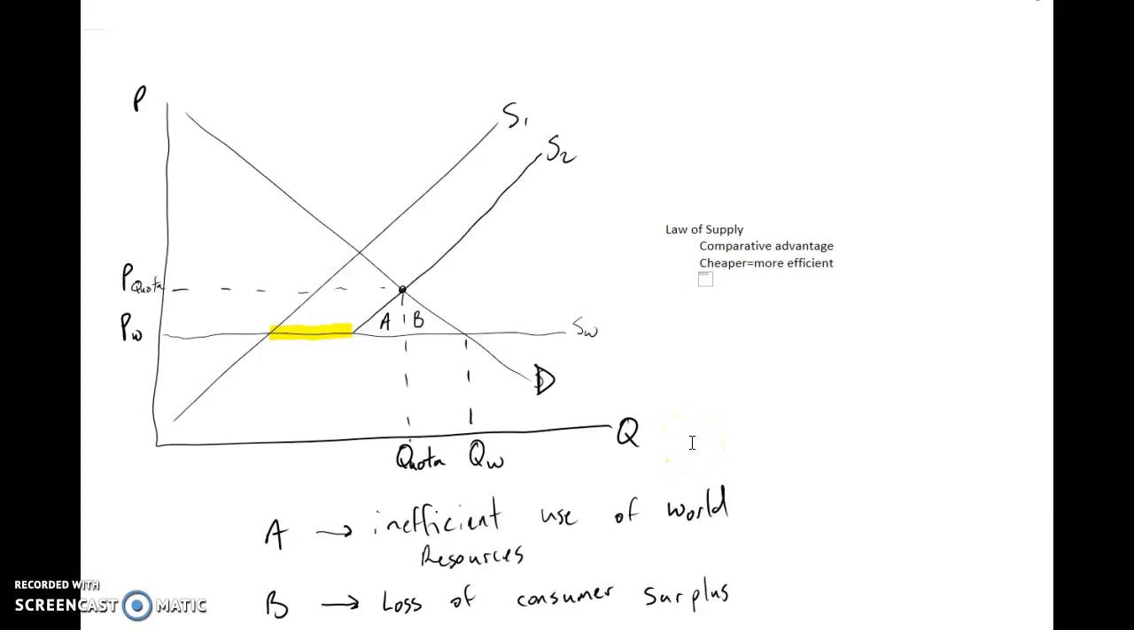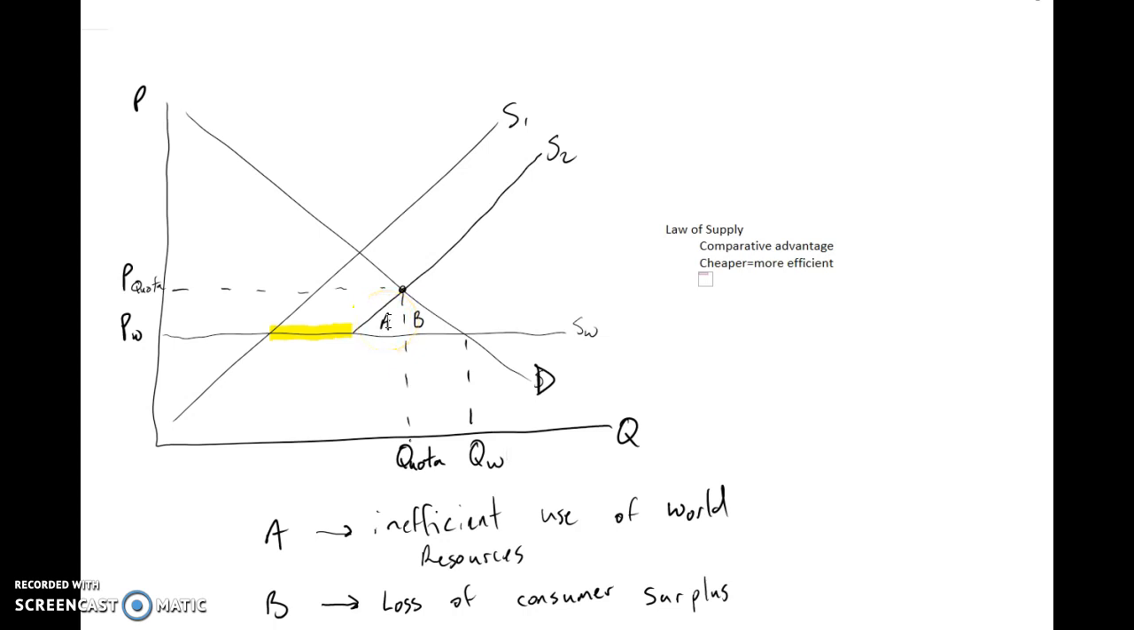When we look at the effects of a quota as far as efficiency goes, the two things that we're looking at are triangles A and B. B is easy, that's the loss of consumer surplus, and of course it's caused by price increasing from P world to P quota, which correlates to a decrease in quantity from Q world to Q quota.